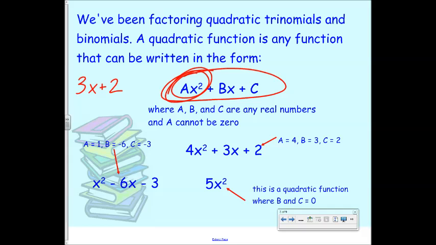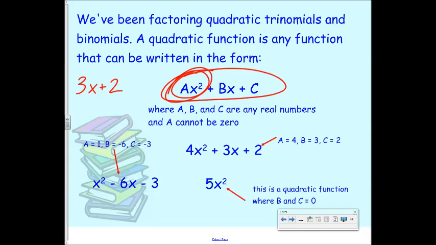If there isn't a number in front, does that mean there isn't a coefficient? No? What is the coefficient? 1. All right, if there isn't a number, we assume the coefficient is 1. All right, in this case, A, B, and C, what would A be? B would be -6. B is -6, and C is -3.